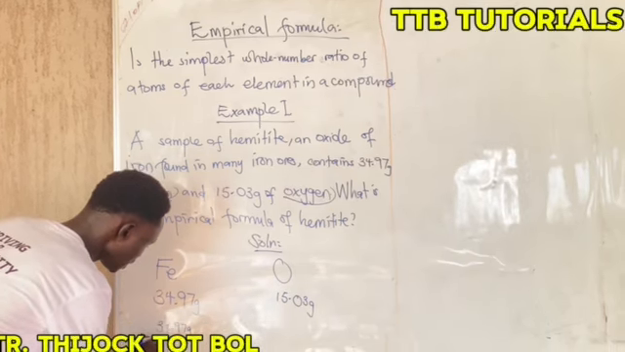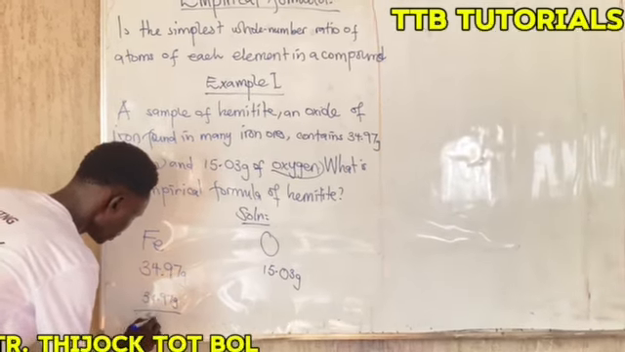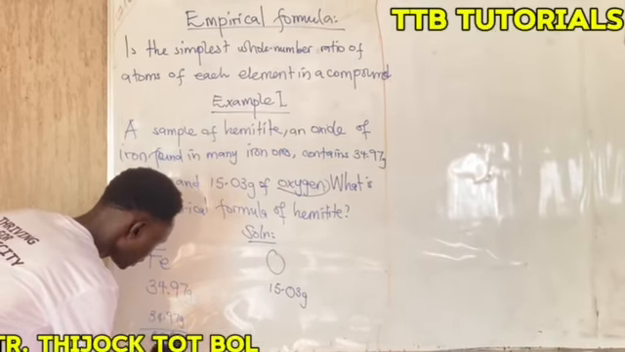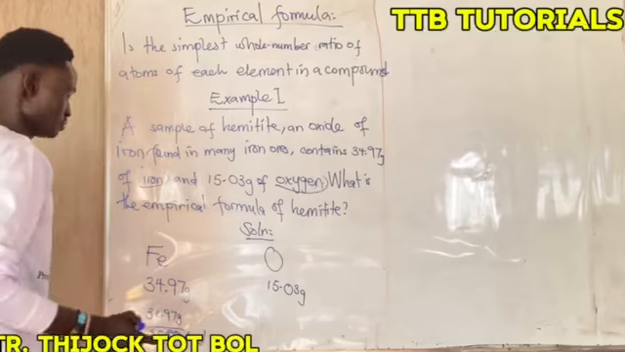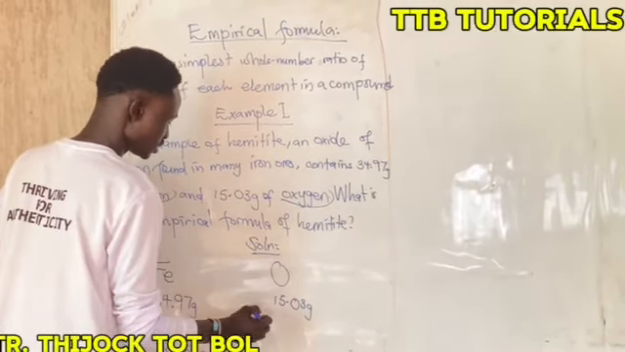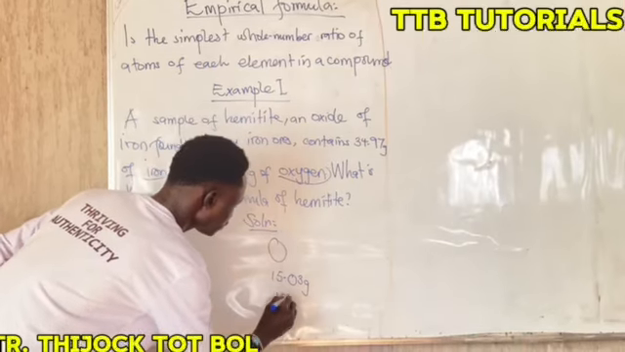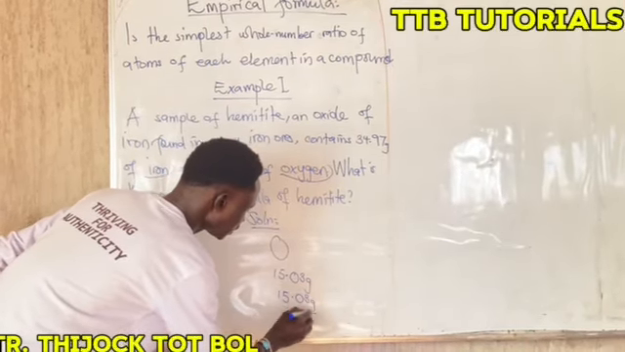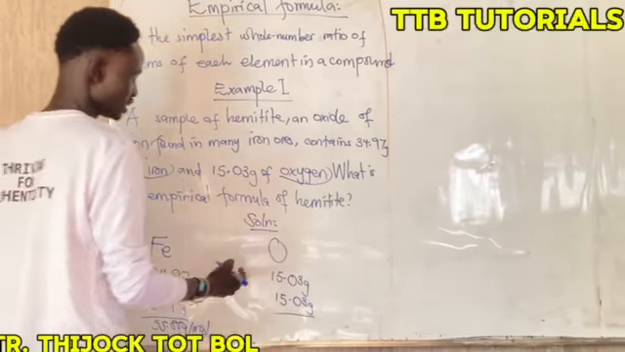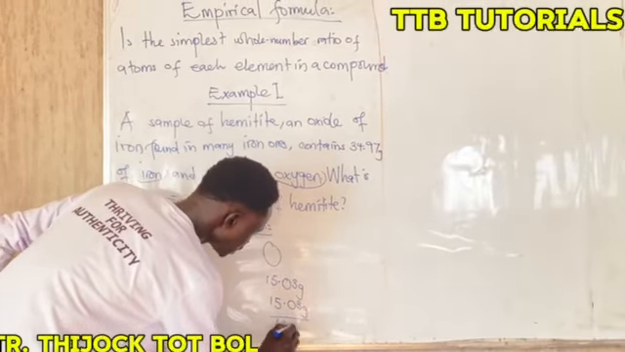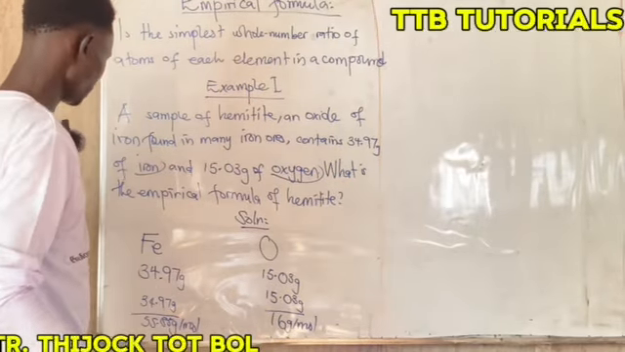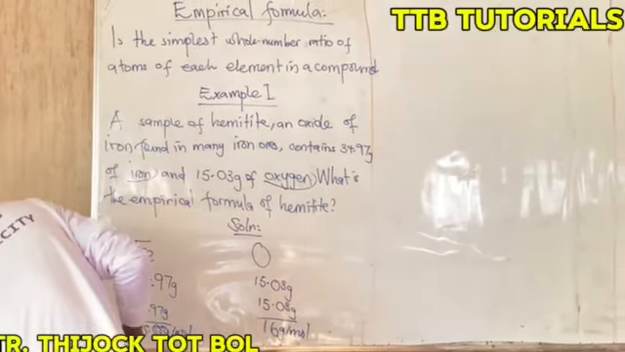So here you divide the given mass, which is 34.97 grams, by the molar mass, 55.85 grams per mole. Then here we have the mass given for oxygen, 15.03 grams. So we know that the molar mass of oxygen is 16 grams per mole. Now you divide this and get the moles for this.